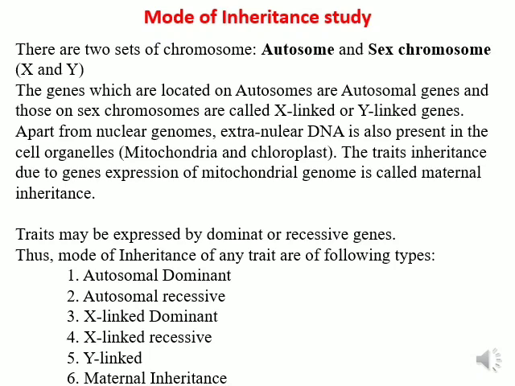To study the inheritance pattern of a disorder, we have to know what the gene is and whether it is dominant or recessive, and present on the X chromosome or Y chromosome. Thus, the modes of inheritance of any trait are of the following types, and we will study them one by one: autosomal dominant, autosomal recessive, X-linked dominant, X-linked recessive, Y-linked, and maternal inheritance. In the next slide, we will learn the different modes of inheritance in a particular disease.